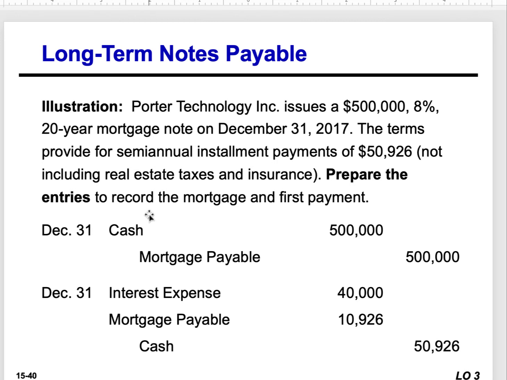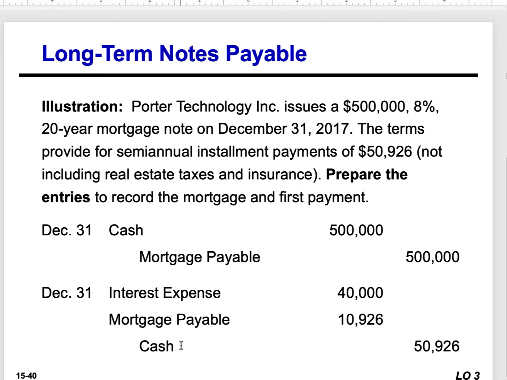We need to record the entries for the mortgage payment, okay? So look what happens. We are getting cash, so we have to debit cash. We need to credit mortgage payable. Why are we crediting mortgage payable? Well, because we owe this money, okay? So look what happens as we make a payment, right?